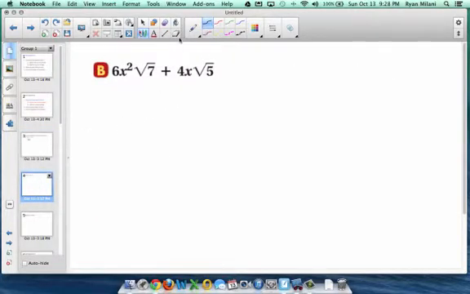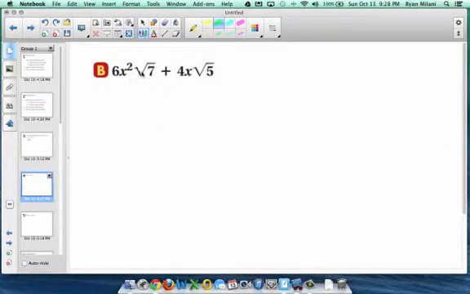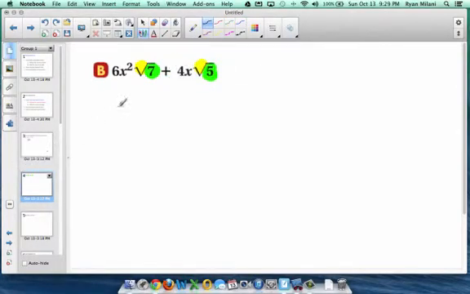I have 6 x squared times square root of 7 plus 4x times square root of 5. First thing I'm going to do is check out my indexes. My indexes match up perfectly. They're both square roots. Next, I'm going to check out my radicands, and they do not match. So I actually cannot add these together.